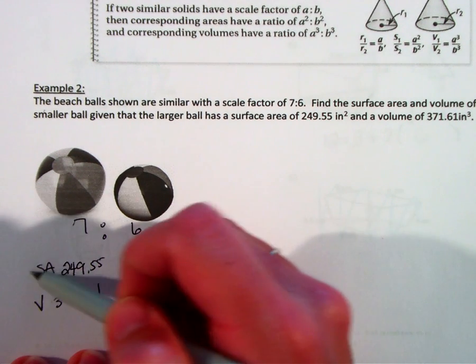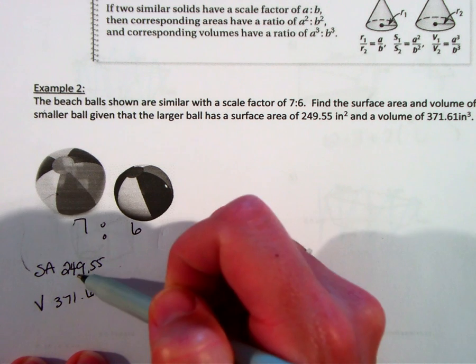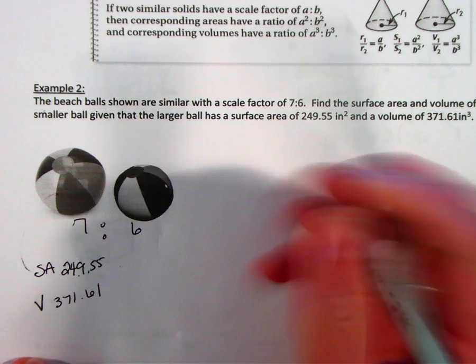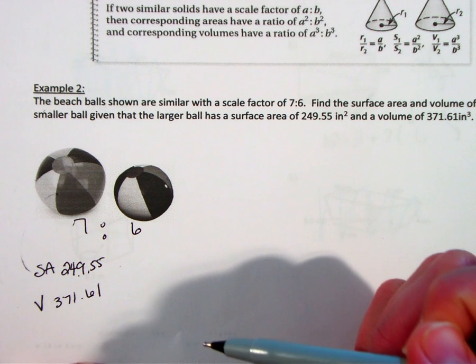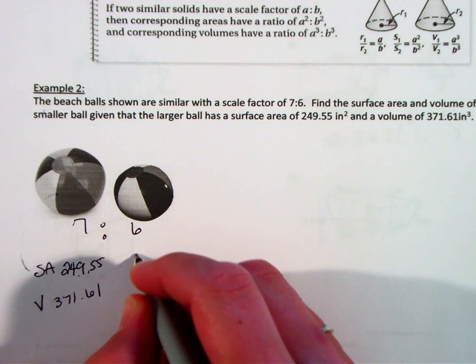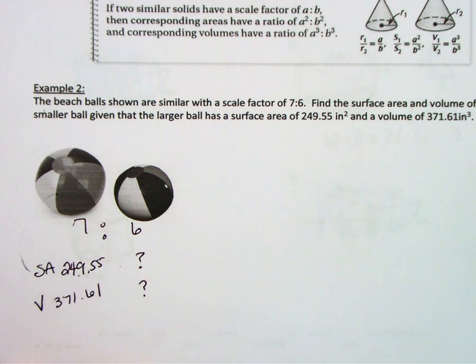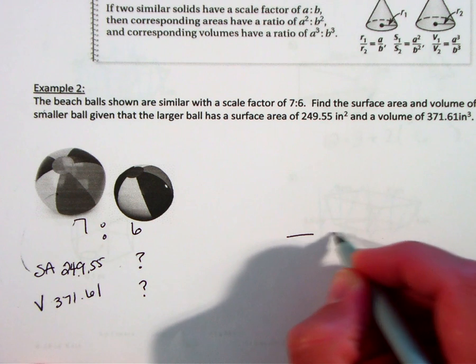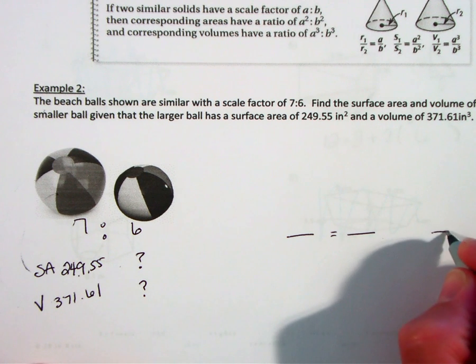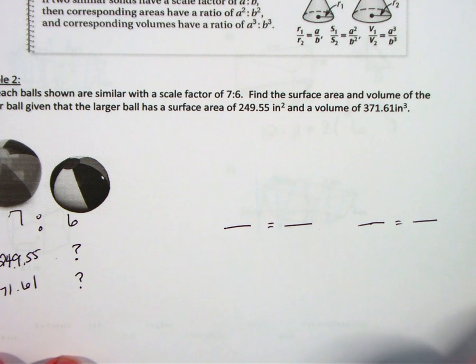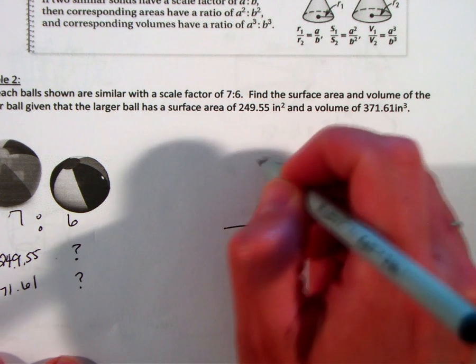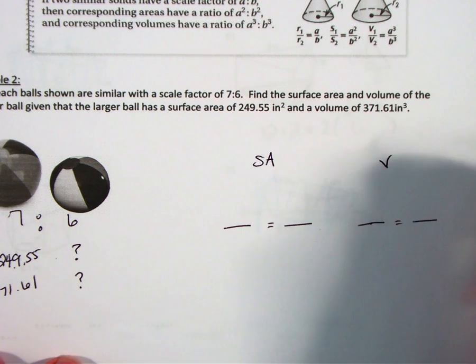The surface area for the bigger shape is 249.55, and the volume of the bigger shape is 371.61. You have to find two things. So to find those two things, you need to do two separate problems. Okay, so you're going to set up two problems, one for surface area and one for volume.